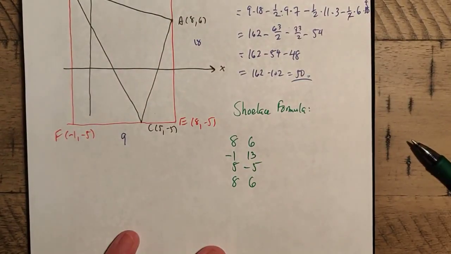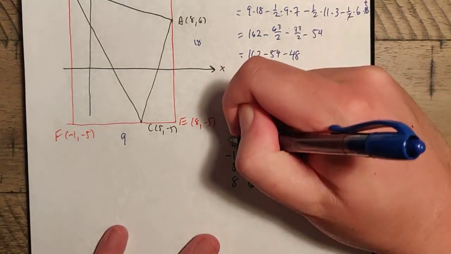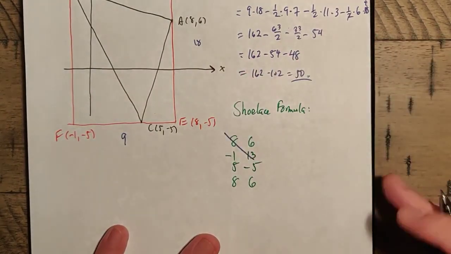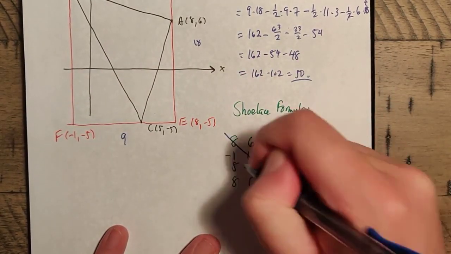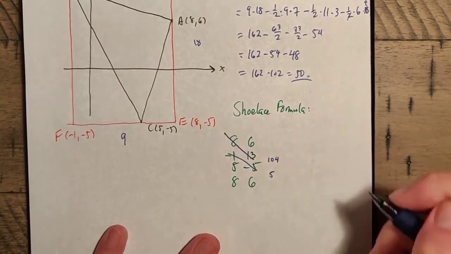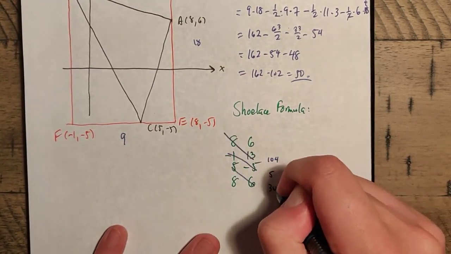Now, this is what we're going to do. We're now going to do some multiplication. We're going to go down and to the right and multiply whenever we see two numbers. So 8 times 13 here, that's 104. Negative 1 times negative 5 is a positive 5. 5 times 6 is 30.